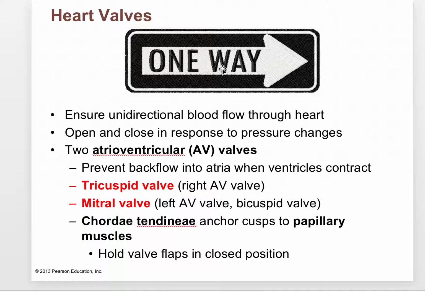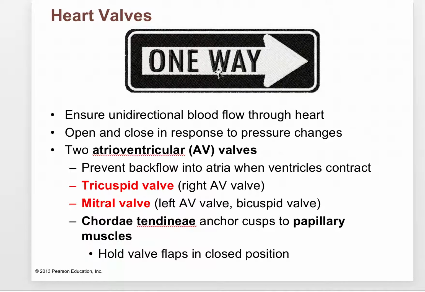I want to mention the blood flow through the heart goes in a single direction. There's valves in the heart which ensure that the blood goes in a specific direction. A valve is basically a way to ensure the blood does not flow in the opposite direction that it's supposed to. There's two atrioventricular valves.